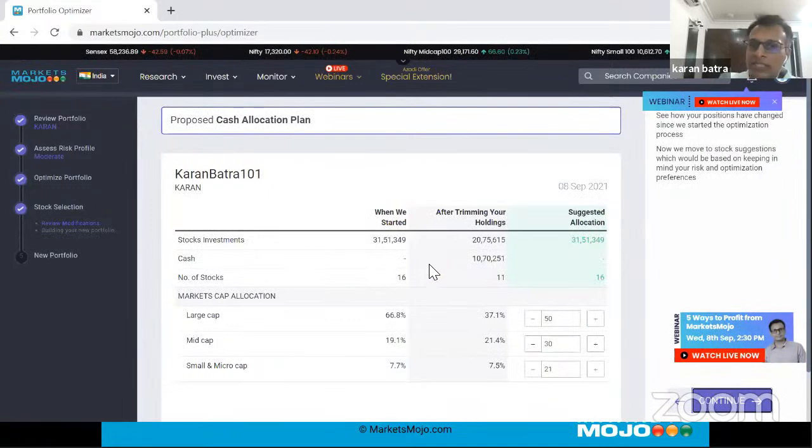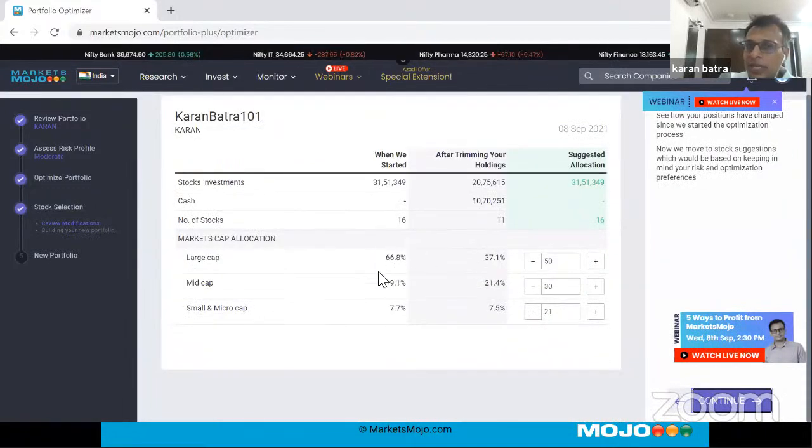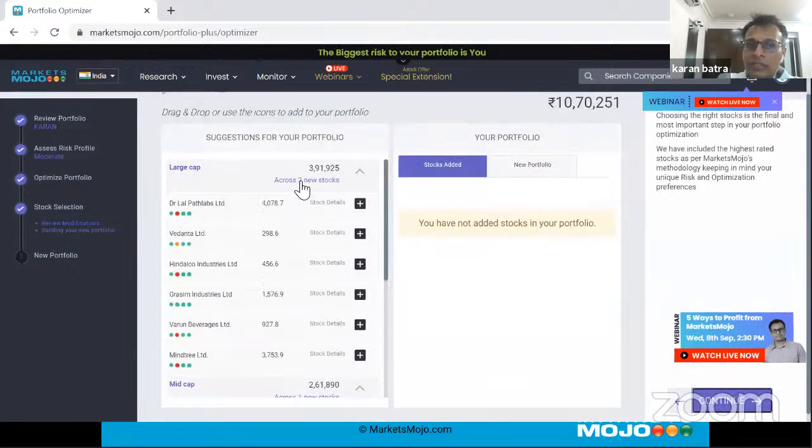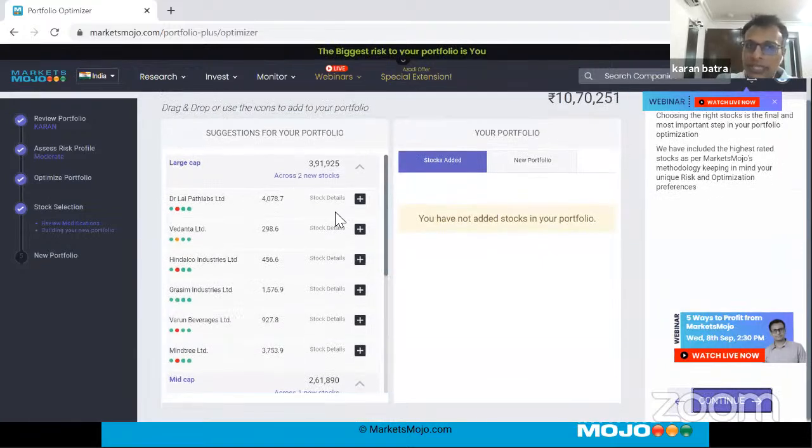Now this is saying when we started, we had a 66% allocation to large cap, which has come down to 37. We'll take it back up to 50%. And this is how we achieve it. We'll give you multiple options. You can choose any. These are all highly rated from the same pool of Mojo stocks and model portfolio.